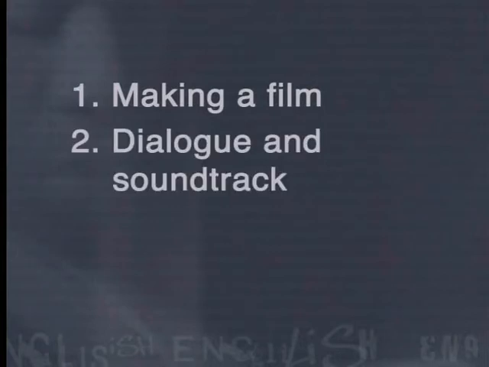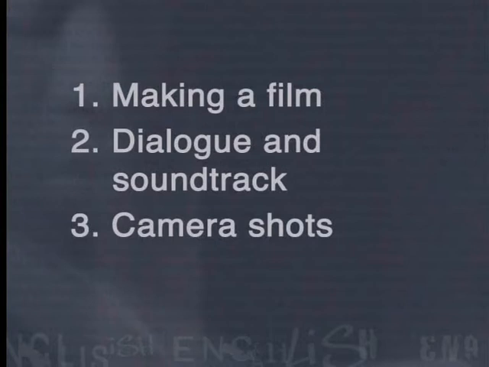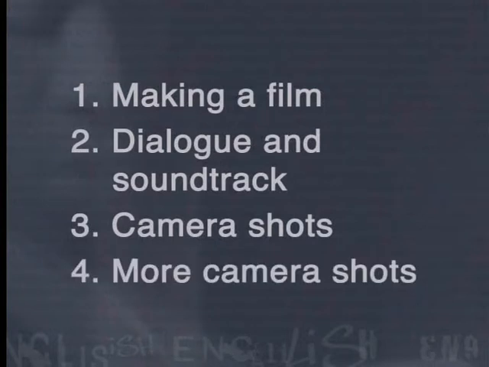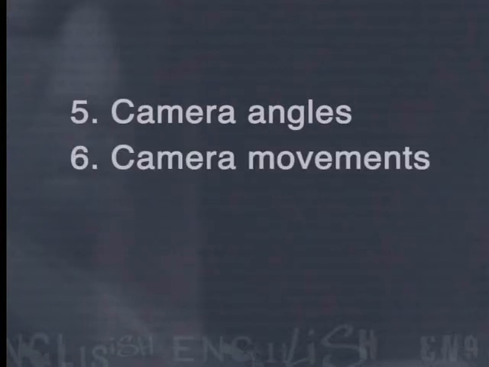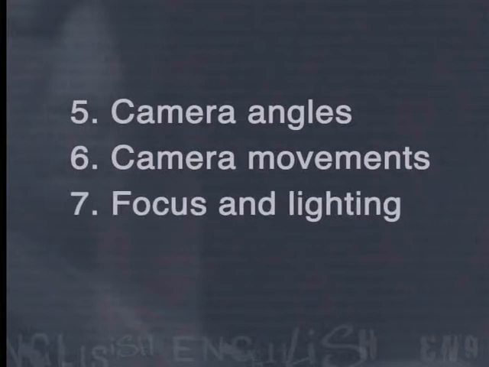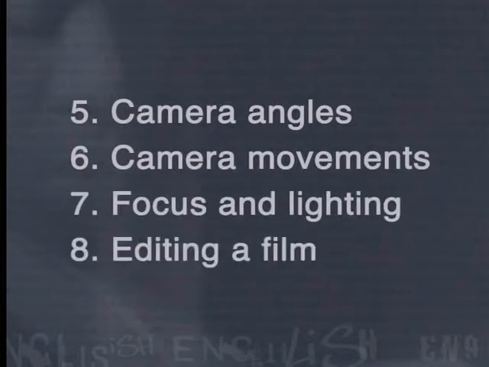This series aims to introduce learners to films as texts. We cover basic filmmaking techniques and explain how these techniques help to create meaning. There are 8 lessons. 1. Making a film. 2. Dialogue and soundtrack. 3. Camera shots. 4. More camera shots. 5. Camera angles. 6. Camera movements. 7. Focus and lighting. And 8. Editing a film.